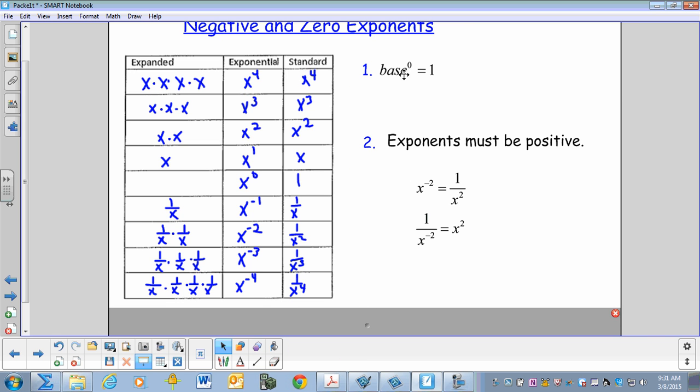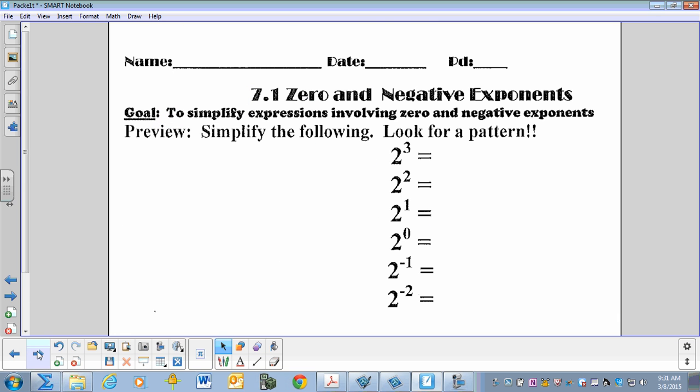So again, anything to the 0 power is 1, whether it's a number or a variable. And exponents must be positive. So if I have x to the negative 2, I rewrite that as 1 over x squared. And 1 over x to the negative 2 is x squared. Again, moving the location makes the exponent positive. So here's your worksheet. Go ahead and simplify and look for a pattern.